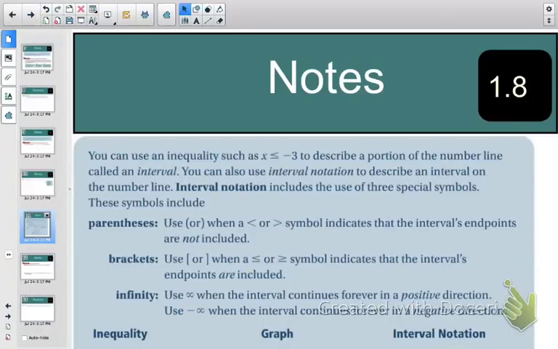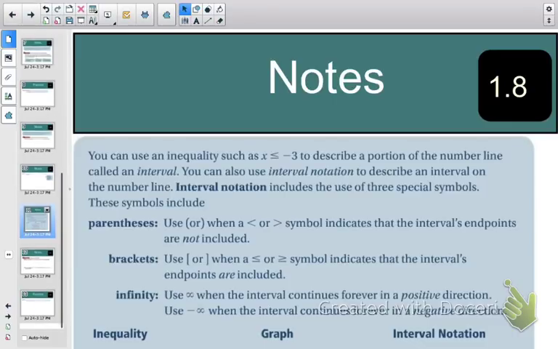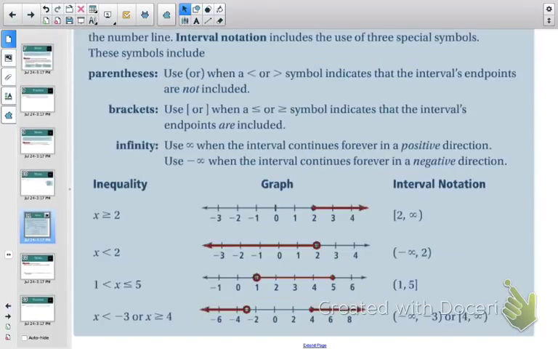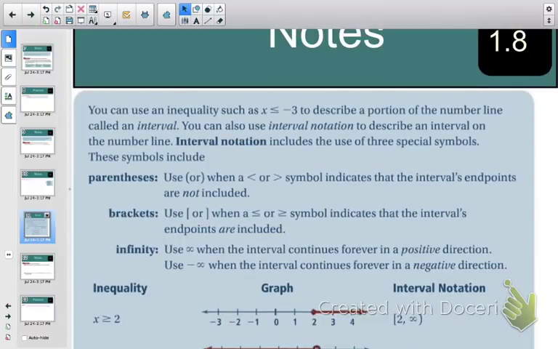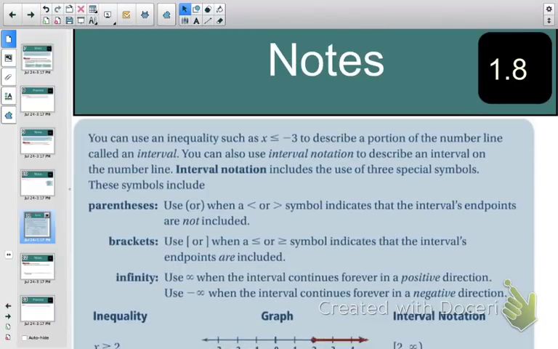Alright, welcome back for part 2 of 1.8. In this one we have only 3 slides to do, so it should be pretty fast. No promises though. We're going to finish talking about compound inequalities and more specifically what interval notation is.